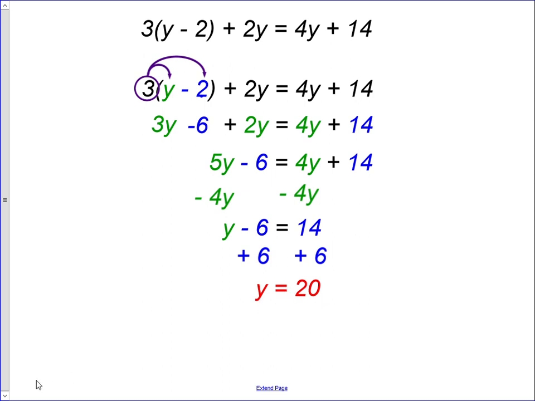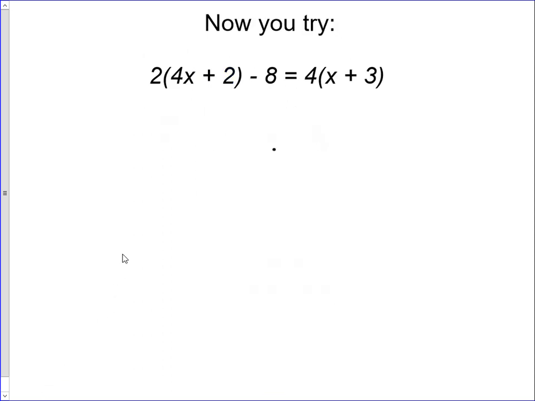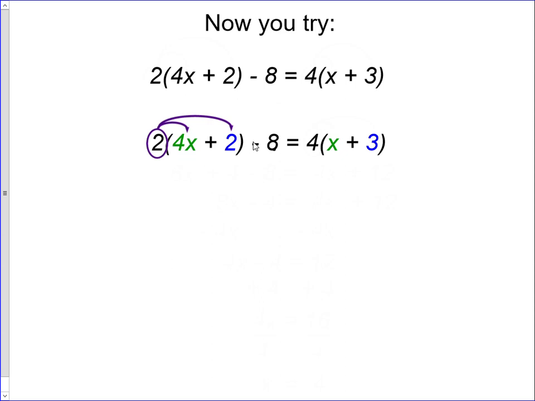All right, let's take a look at another example. On this one, its only difference is that we have parentheses on both sides that need to be opened up. So let's take a look at what we're going to need to do. Again, I've done some color coding of like terms. So on this side, we need to multiply the sum of 4x and 2 by 2. And on the other side, we need to multiply the sum x plus 3 by 4.